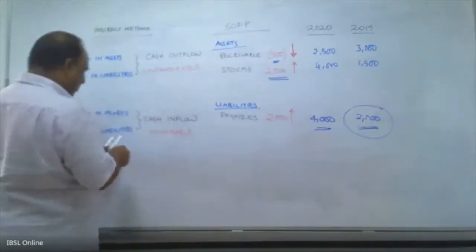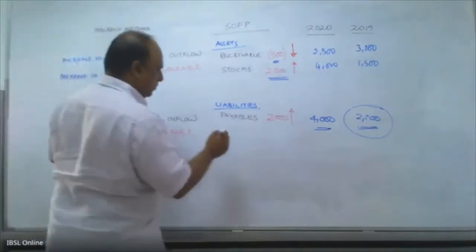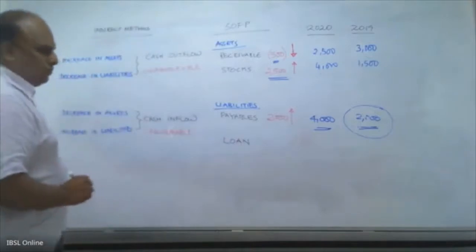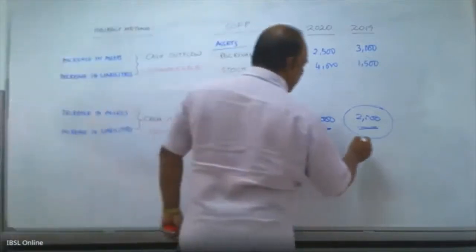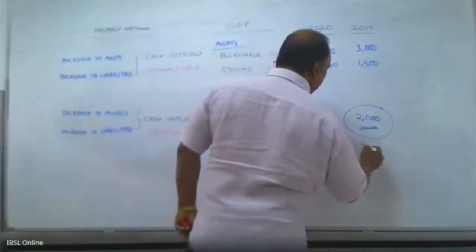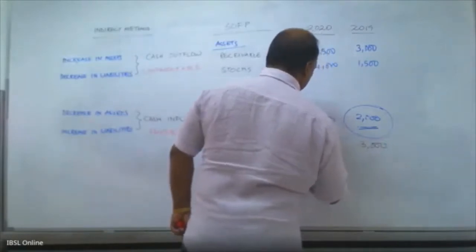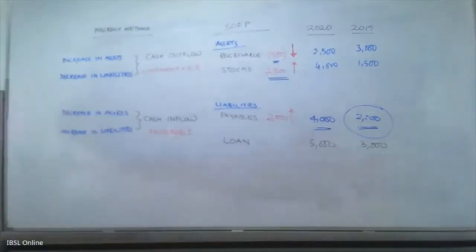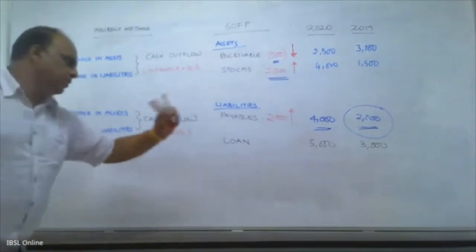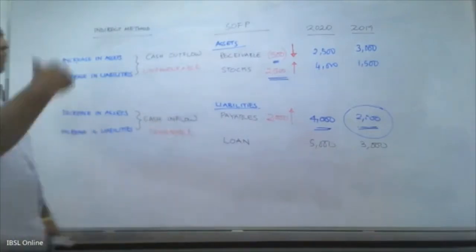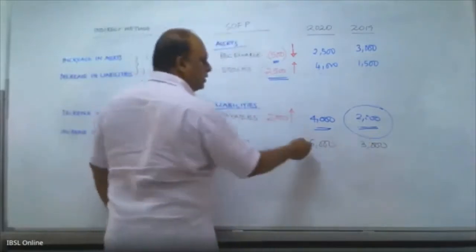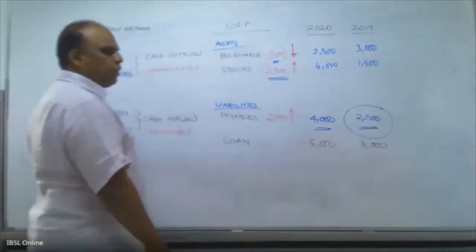Now, say for example, I'll take another example here. This company has taken a loan, right? Last year, the loan amount that should be payable was 3 million. Now it is 5 million. What do you understand? I'm coming to the point of your question. This company has a loan which is supposed to be paid. Last year they were supposed to pay 3 million. This year it has gone up to 5 million. What do you mean by that?